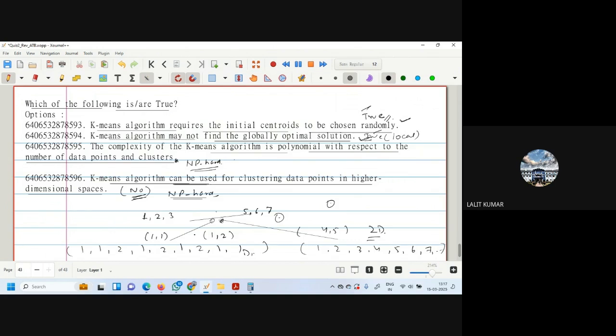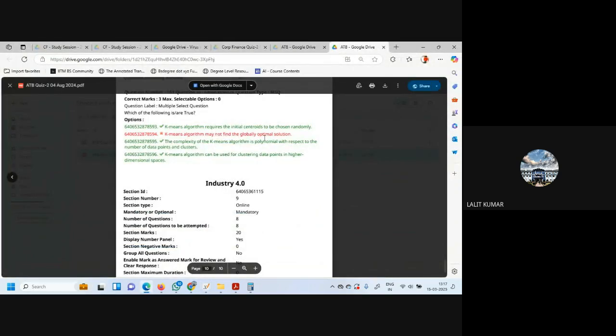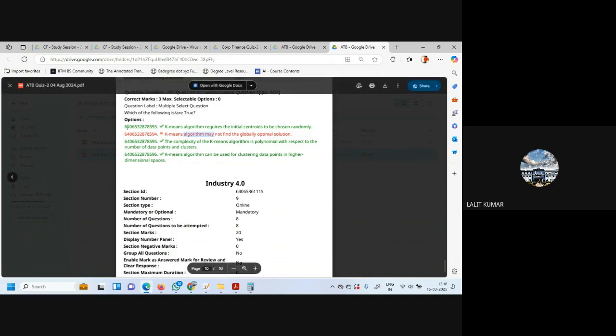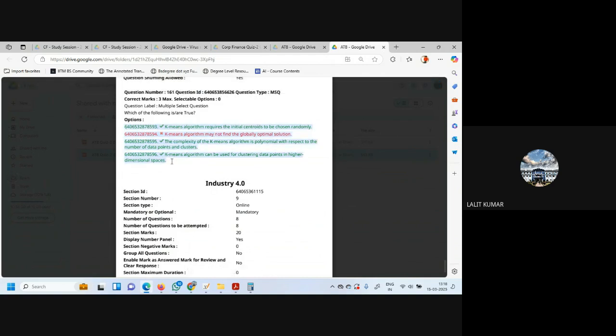This polynomial one, I don't know why they have given the second option, maybe they are playing with English, that it may or may not find. The rest of the options are the same. Otherwise, generally we say that K-means finds the local optimal solution and cannot find the global optimal solution. So this is a point of contention. We can deliberate on this.